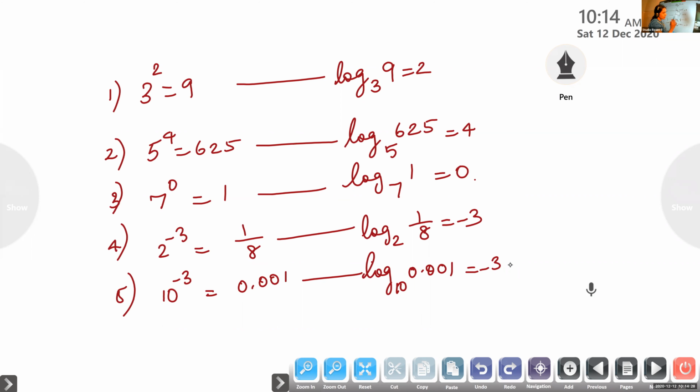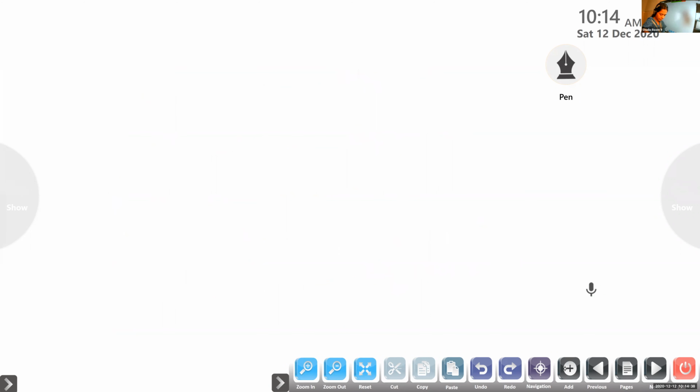So I hope this is clear, the conversion. Whenever we are given an exponential form, we can convert to logarithmic form, and a log we can also convert to exponential. Write the next one. Write in exponential form: log 81 to the base 3 is 4. So what is the exponential form?